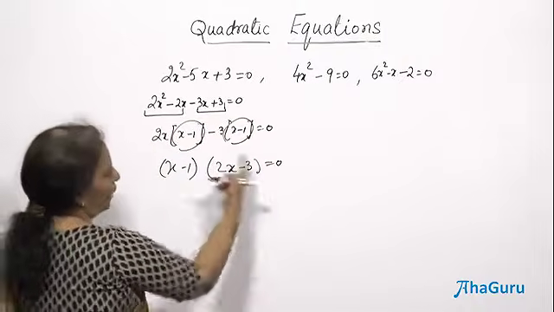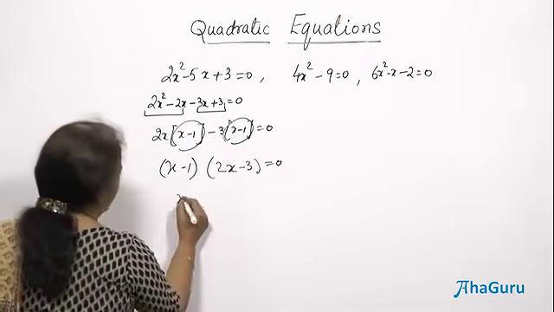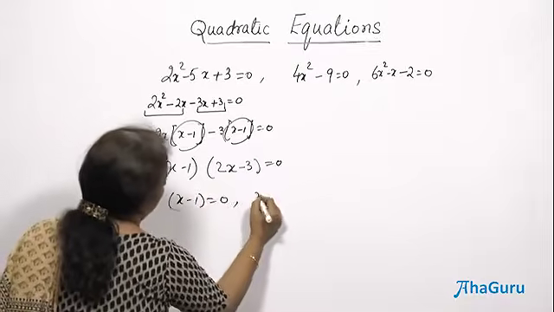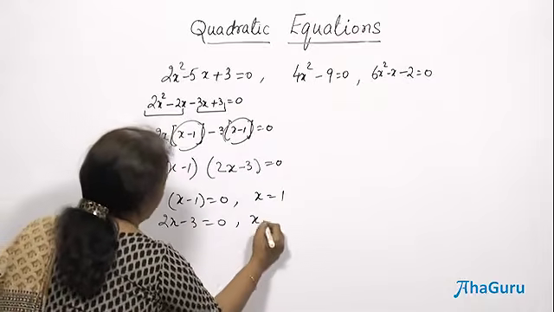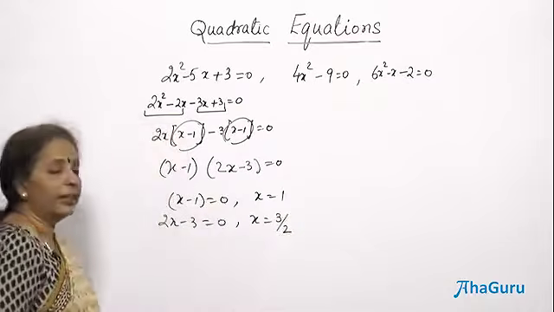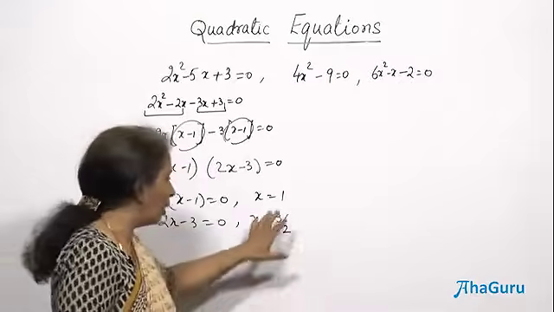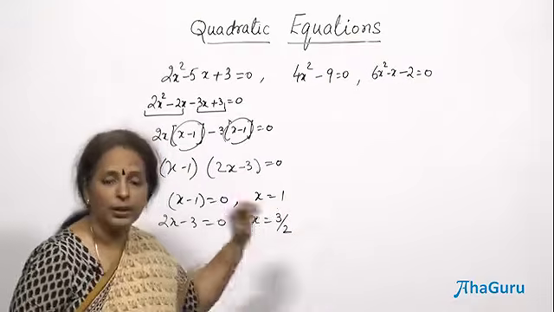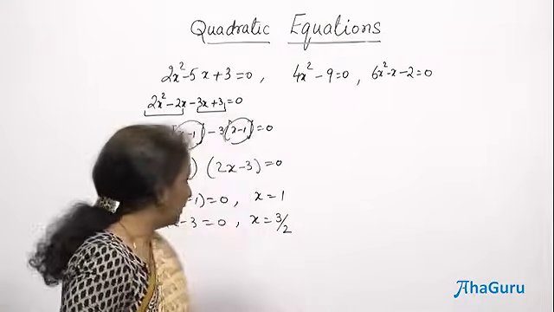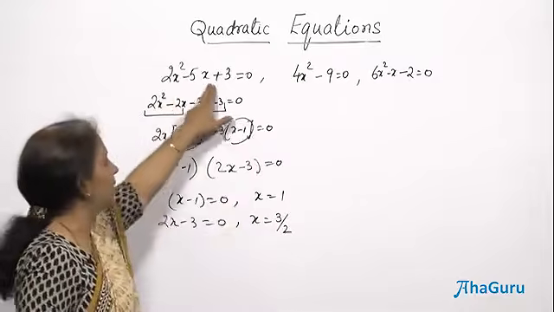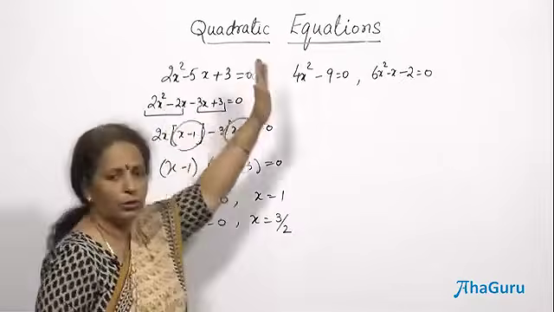Now, when 2 terms are multiplied to get 0, obviously this can be 0 or this can be 0, isn't it? So, we can write x minus 1 is equal to 0, that gives you x is equal to 1. Similarly, 2x minus 3 is equal to 0 gives you x is equal to 3 by 2. These 2 values, x is equal to 1 and x is equal to 3 by 2, are the zeros or the roots of the quadratic equation. What does that mean, root?